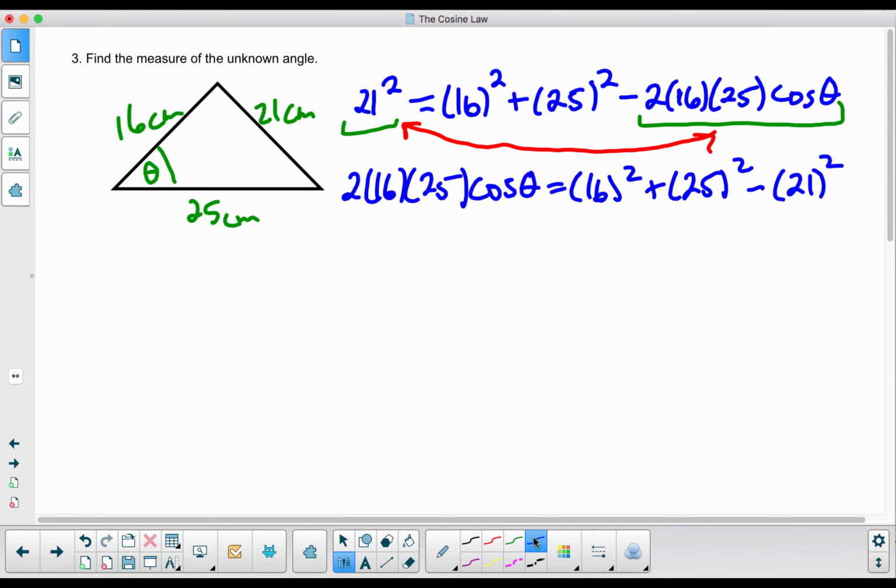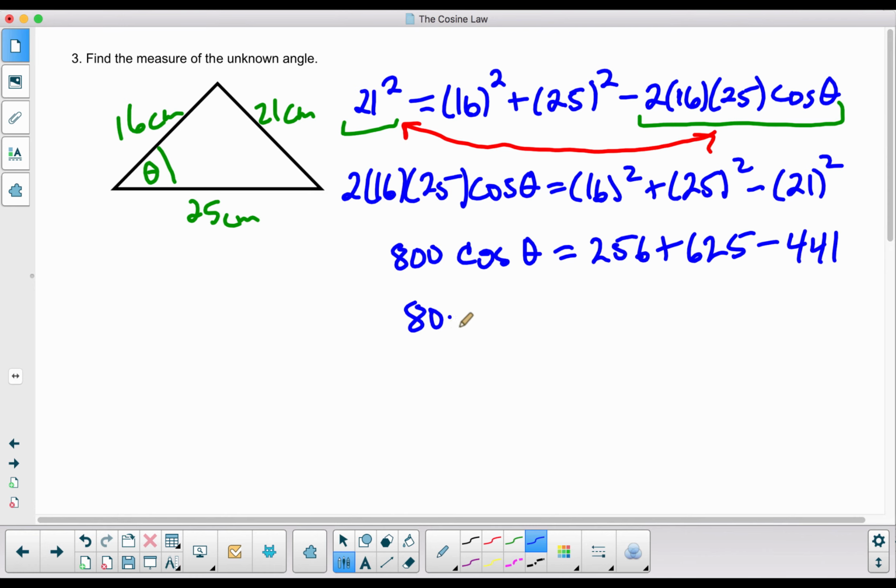Okay, now evaluate what you can. So I'm going to go 2 times 16 times 25 equals 800 cos theta, and 16 squared is 256. 25 squared is 625. Then we have 21 squared, which is 441. Okay, this side we have 800 cos theta equals, we add these three numbers together, which is 440. Get cos theta by itself by dividing both sides by 800.